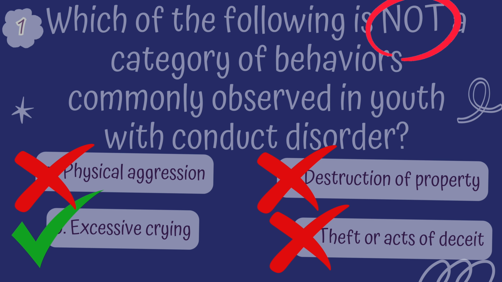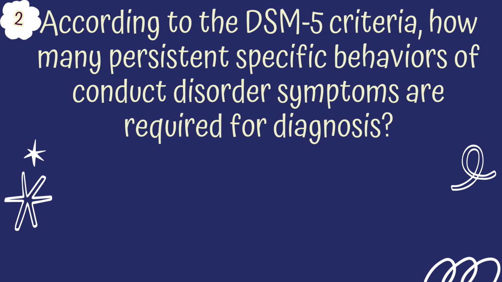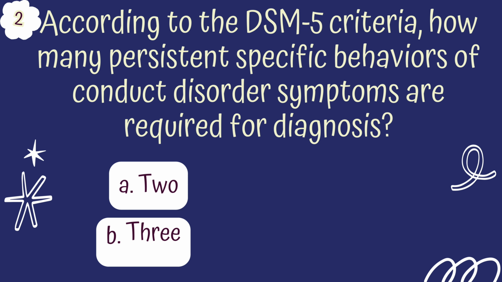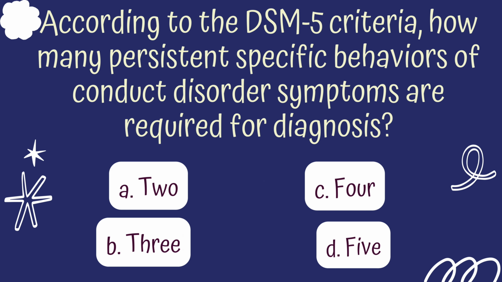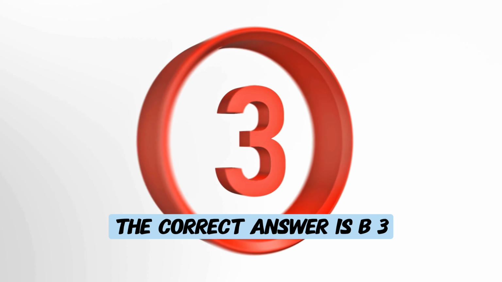disorder. Question 2. According to the DSM-5 criteria, how many persistent specific behaviors of conduct disorder symptoms are required for a diagnosis? Is it A, 2, B, 3, C, 4, or D, 5? The correct answer is B, 3.